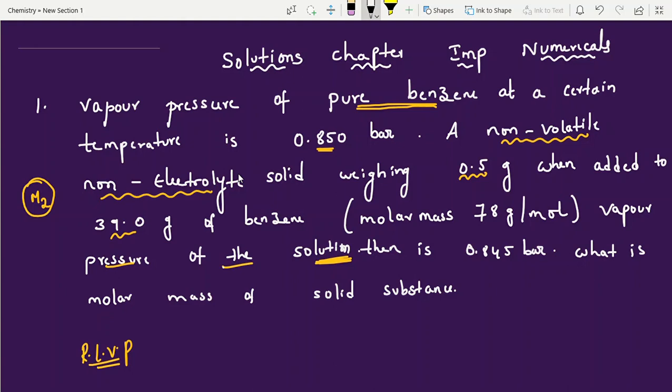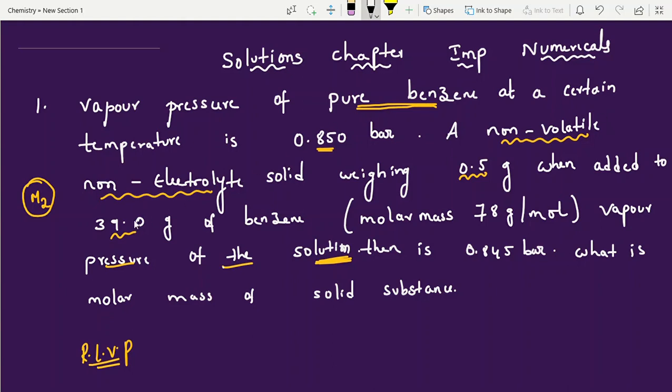Colligative properties are properties which depend only on the number of moles of solute particles, irrespective of the nature. If you add more solute particles, there is more elevation in boiling point, more lowering in vapor pressure, more depression in freezing point, more osmotic pressure, irrespective of the nature. If you add more particles, more colligative properties. That's it. Simple logic, keep it in mind.